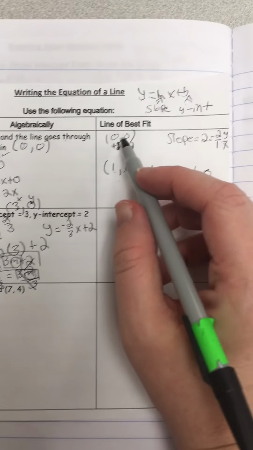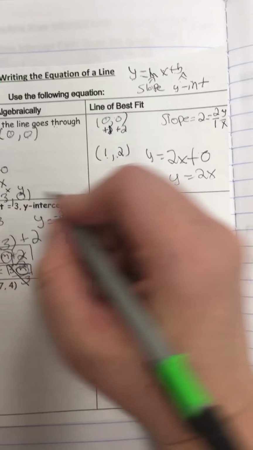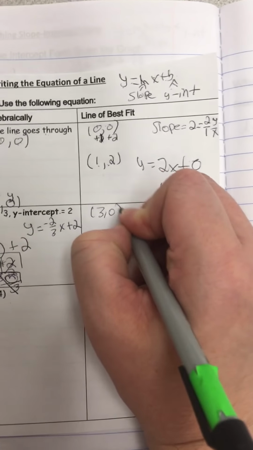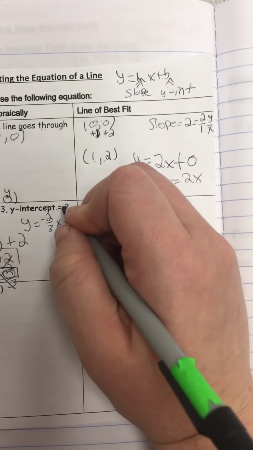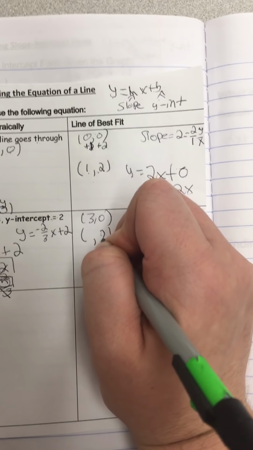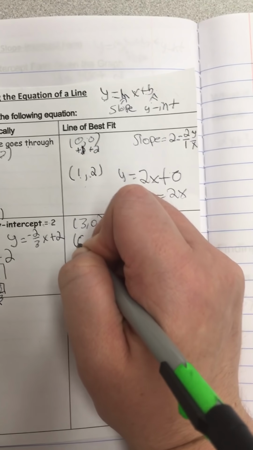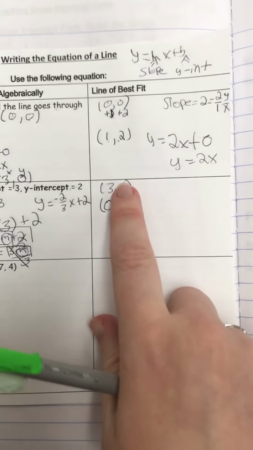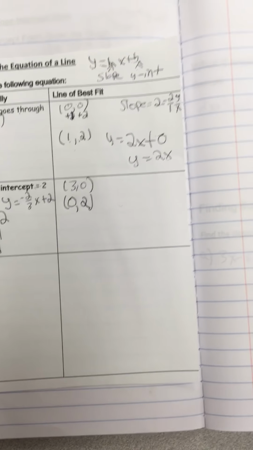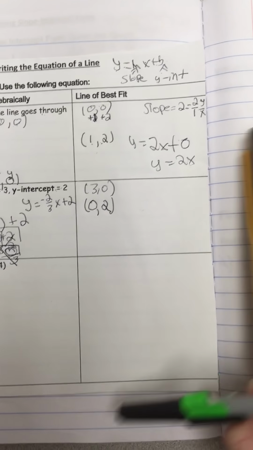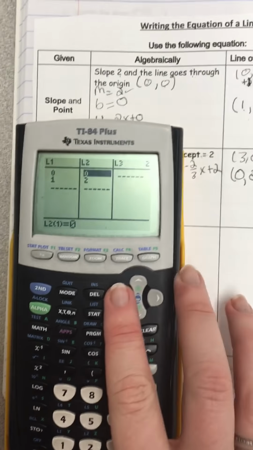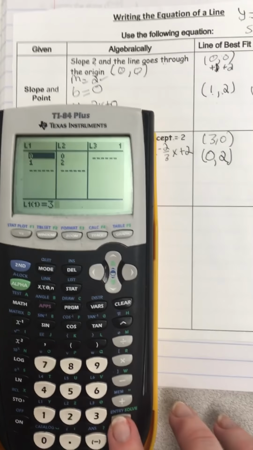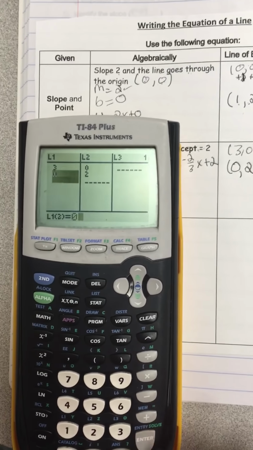All right, let's look at it in line of best fit. Remember, we always need 2 points. I have a point here, that's 3, 0, and our y-intercept can also be rewritten as a point. Remember, my y-intercept is whatever that number is, and then my x is always equal to 0. So now I have 2 points. I can go ahead and use my calculator for that. We're going to put in our 2 points: 3, 0, and 0, 2.